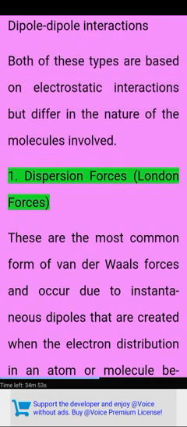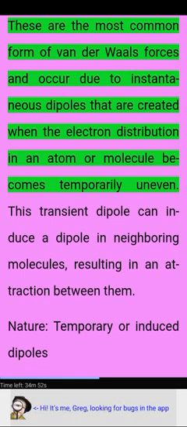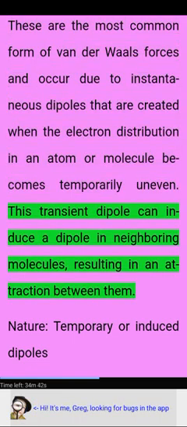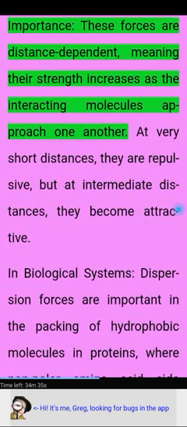1. Dispersion forces, London forces. These are the most common form of Van der Waals forces and occur due to instantaneous dipoles that are created when the electron distribution in an atom or molecule becomes temporarily uneven. This transient dipole can induce a dipole in neighboring molecules, resulting in an attraction between them. Nature: temporary or induced dipoles.